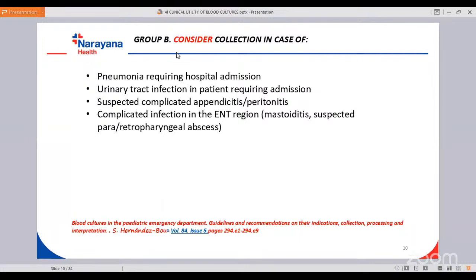Coming to the next slide. The next slide says, when will you consider collection? It will be considered, but this is not recommended. If you have a pneumonia which requires hospitalization, or you have a urinary tract infection which requires hospitalization, or a suspected complicated appendicitis or peritonitis, or some complicated infection in your ENT region, you may consider sending.